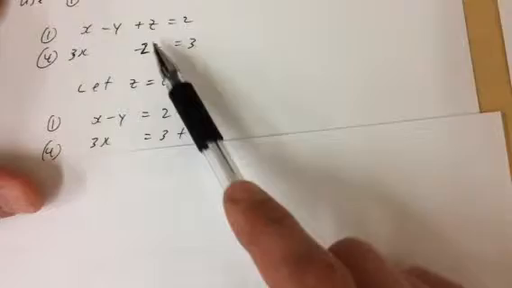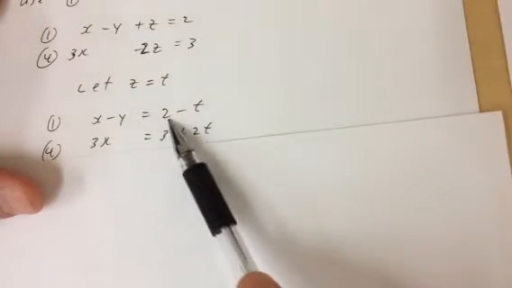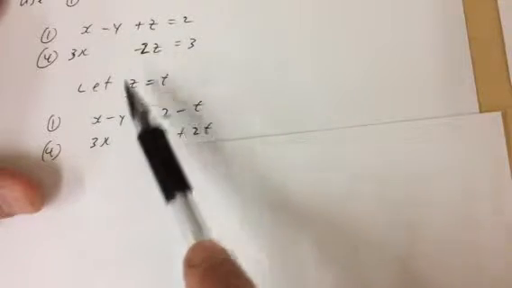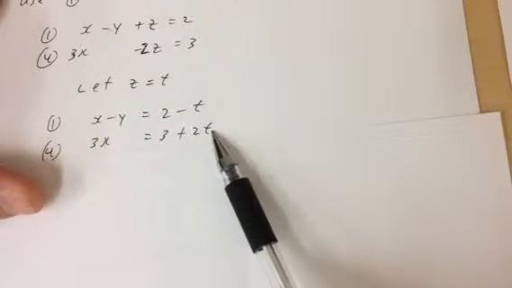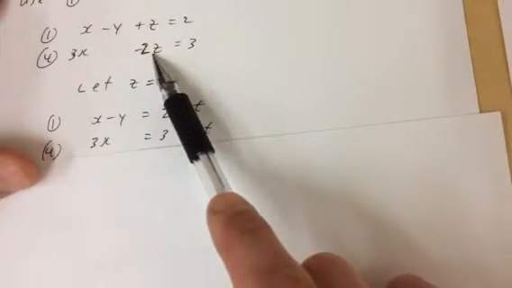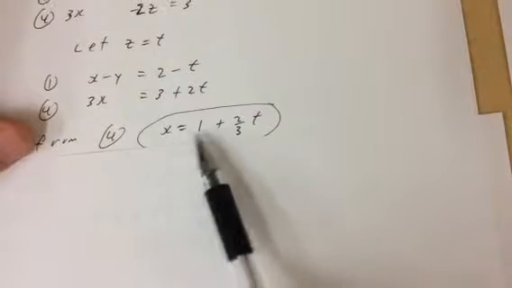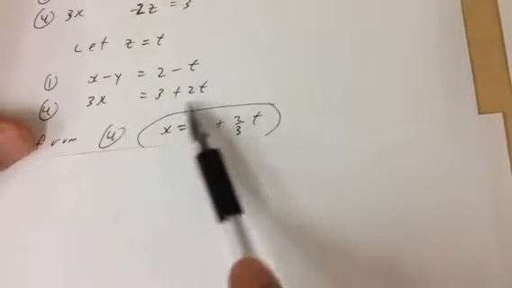So if you let z equal t, the first equation becomes x minus y equals 2 minus t by bringing that over. And the second one becomes 3x equals 3 plus 2t by bringing the negative 2t over. Okay, well that makes it easy to solve for x. We've got x equals 1 plus 2/3 t by dividing by 3.